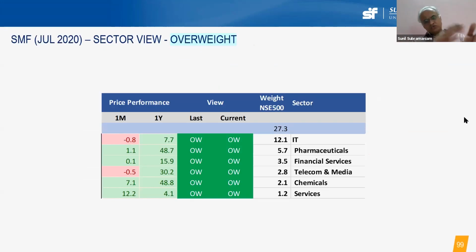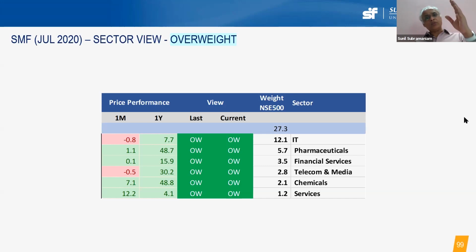To sum up the whole sectoral thing, I'll give you a perspective on how Sundaram Mutual Fund's portfolio allocation is. We are overweight on these sectors to the extent of 27% of the index. So roughly a quarter of the market in terms of sectoral weightages, we are overweight. The names are given here: IT, pharma, financial services, media and telecom, chemicals and services.